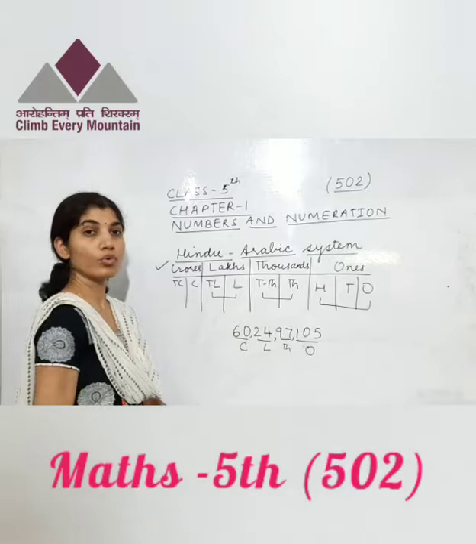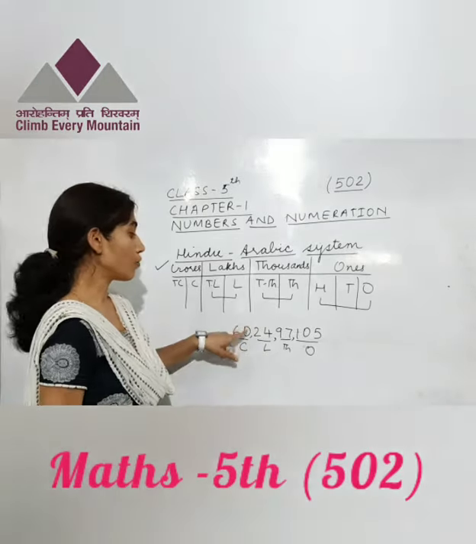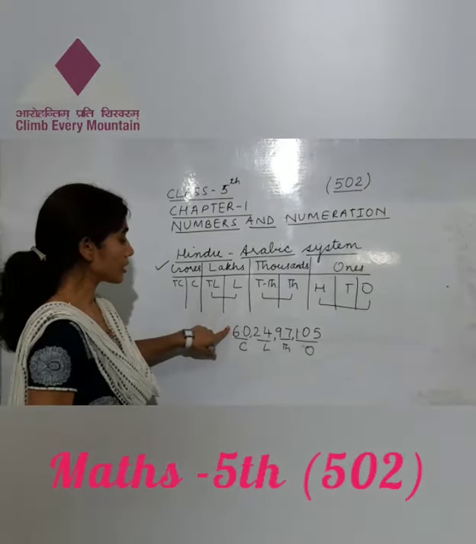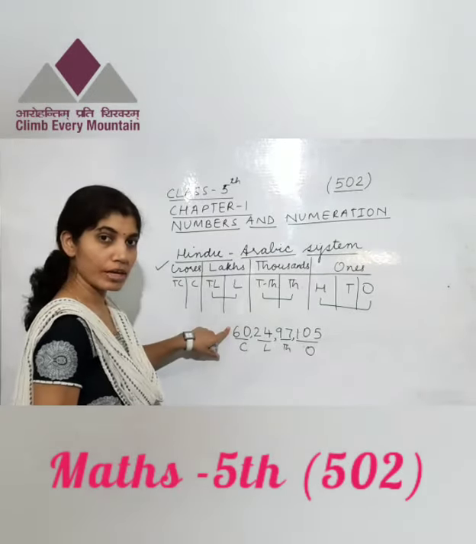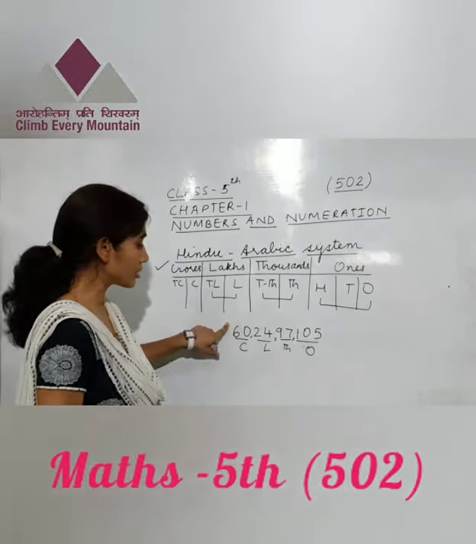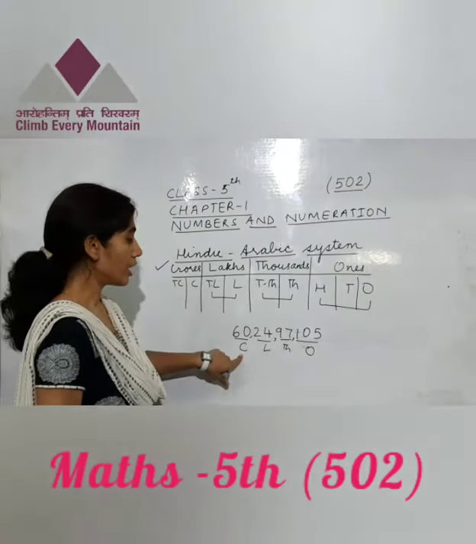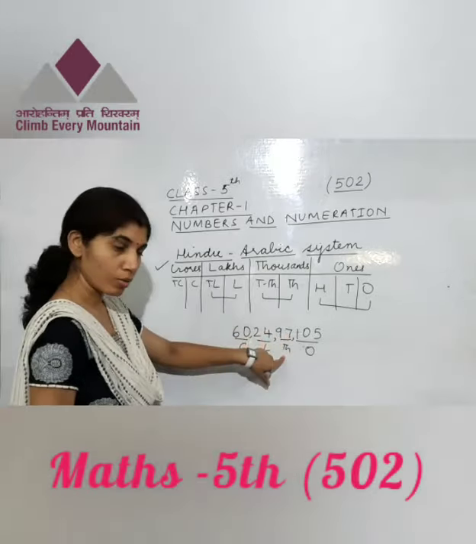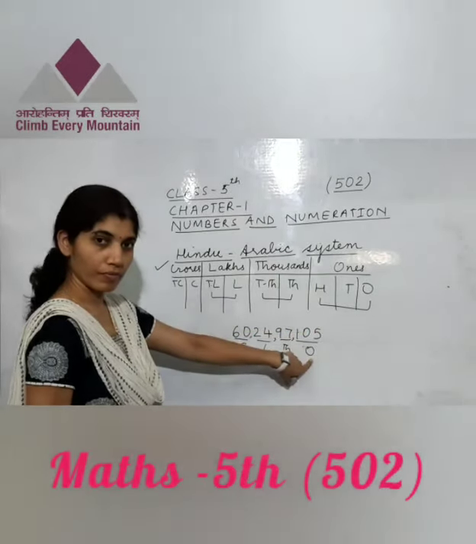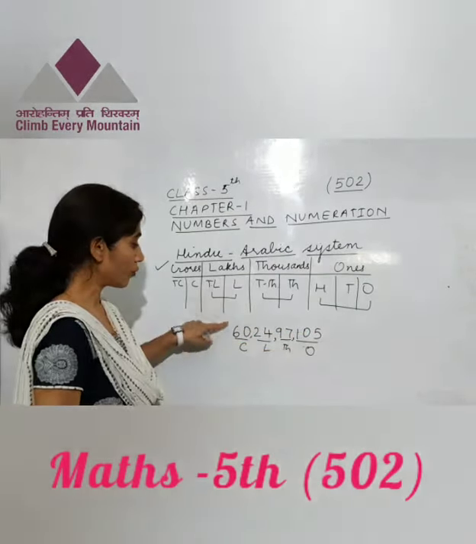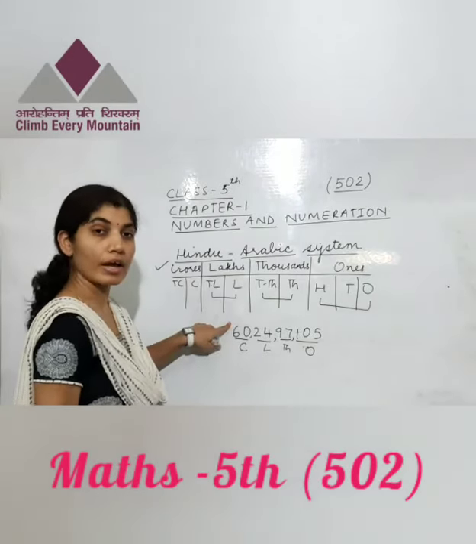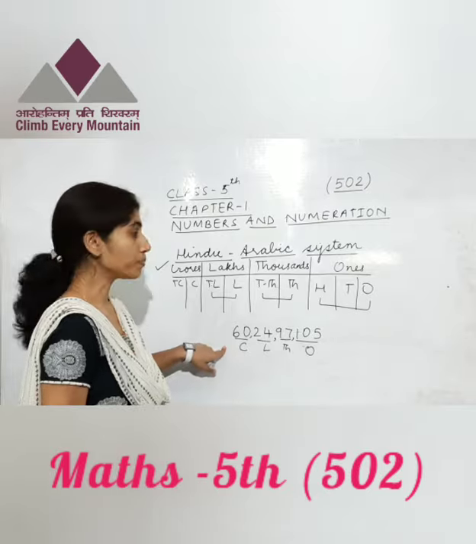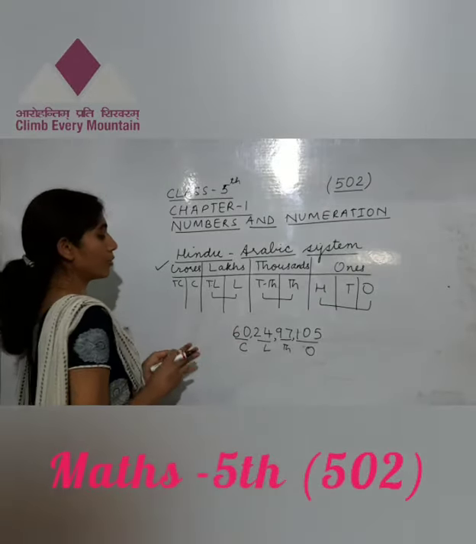Now if we have to read the number or write its number name, how will we write it? 60. And 60 is in which period? Crores period. So we will write 60 crore. Then 24 lakh. 97,105. Okay? First we have to read the number, whatever is given, and then speak the period to which it belongs. Okay? Now see one more example.